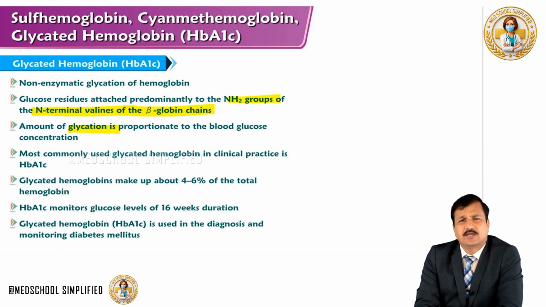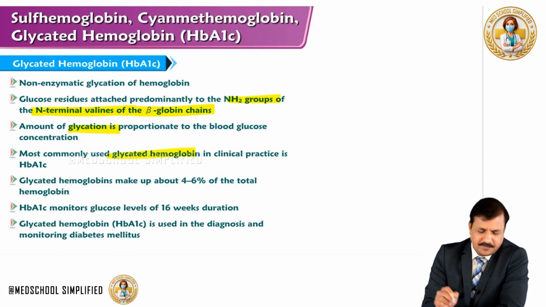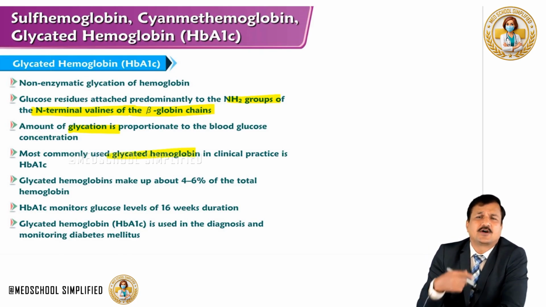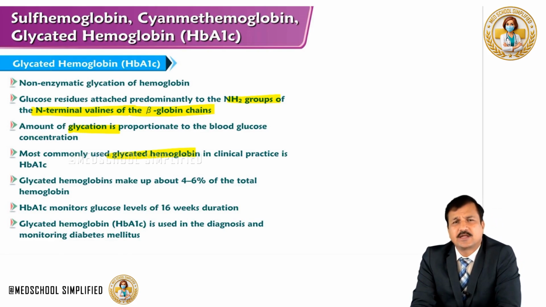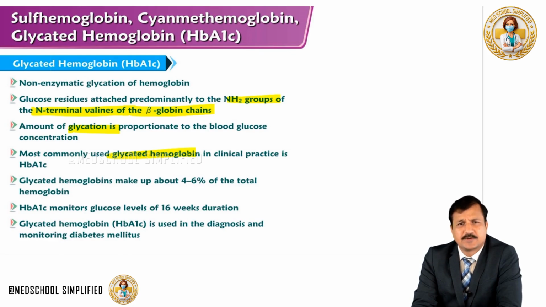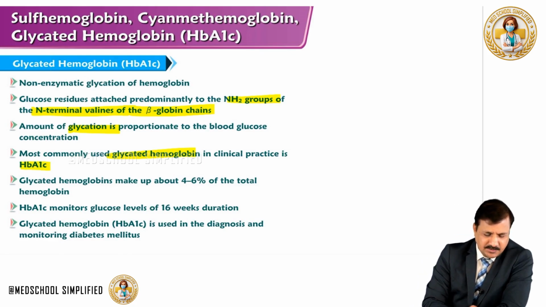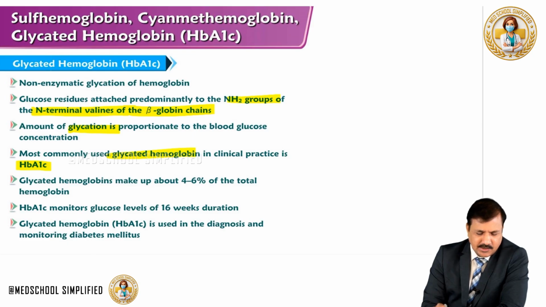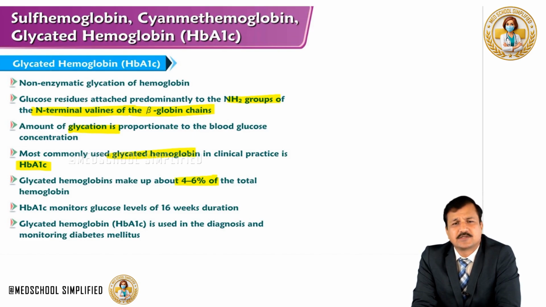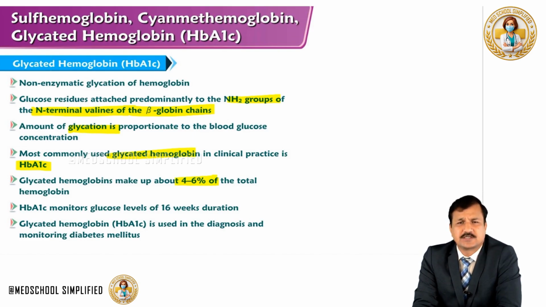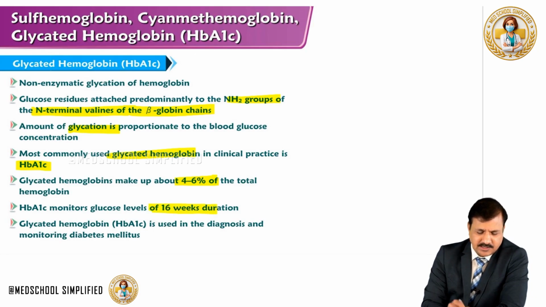The most commonly used glycated hemoglobin in practice for the diagnosis and monitoring of type 2 diabetes mellitus, and also in type 1 diabetes mellitus, is HbA1c. Note that the normal percentage of glycated hemoglobin, that is HbA1c, is 4 to 6% of total hemoglobin, and it measures blood glucose levels for an average of 16 weeks duration.